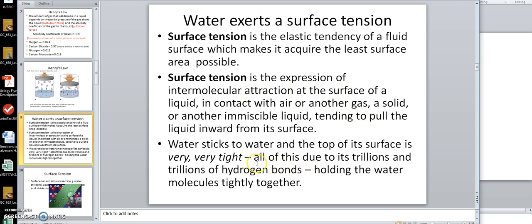Now, what holds water sticking to itself? Hydrogen bonds. Hydrogen bonds were the intermolecular bonds holding water together, and there were a lot of them.